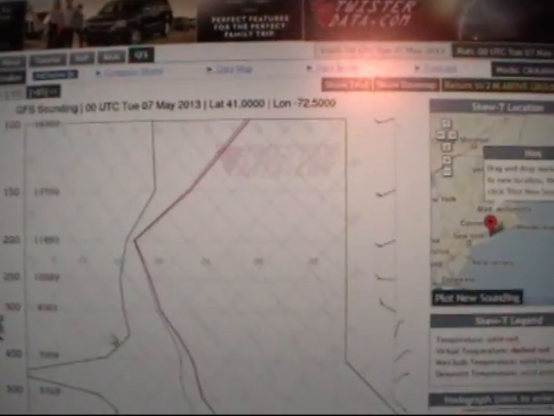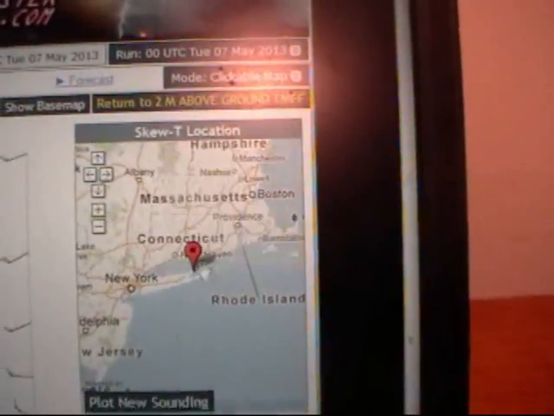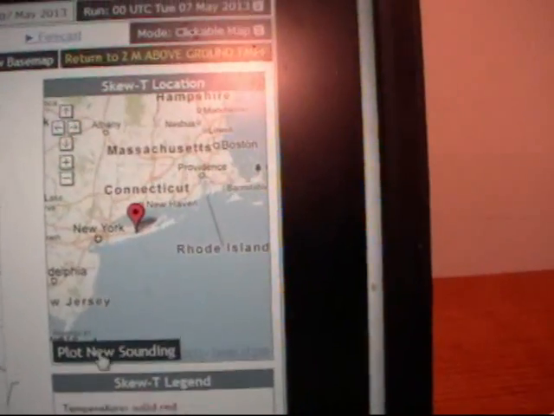Once this loads, well, the image didn't load yet. There we go. You can adjust the point. You might not get it exactly right. So let's just go with the middle of the island and just say plot new sounding.